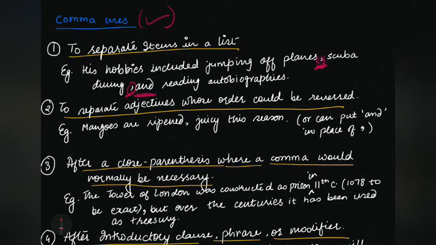Okay. To separate adjectives whose order could be reversed. So let's look at the example: mangoes are ripened, comma, juicy this season. I can just reverse the order. I can say mangoes are juicy, ripened this season. Or what else I can do is put "and" in place of the comma. So these adjectives can be reversed in order, so this comma is correctly placed.